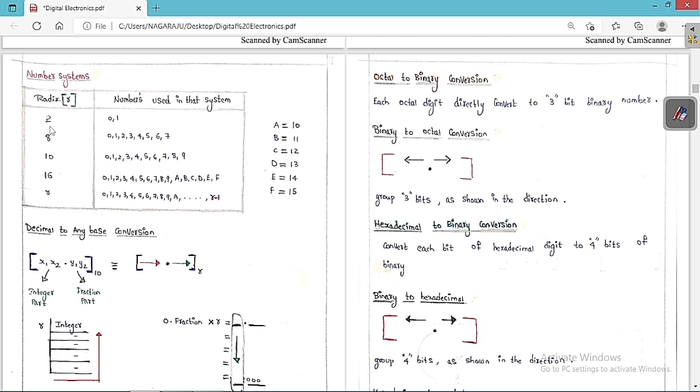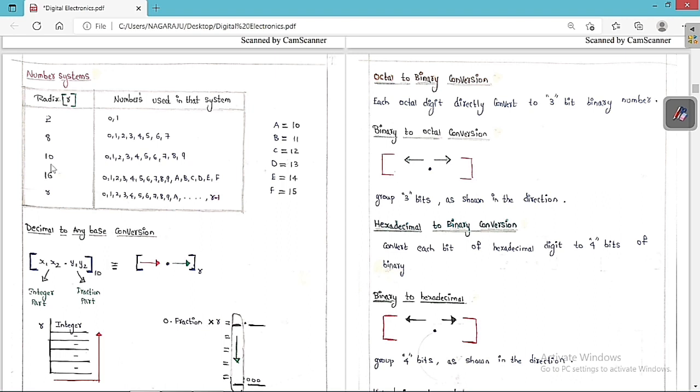Now we are going to study the binary number system. The binary number system has a radix of 2, which means we are going to use two digits there, 0 and 1. Only these two digits are chosen here. Now comes the octal number system. For the octal number system, the radix is 8, so we choose 8 digits: 0, 1, 2, 3, 4, 5, 6 and 7.